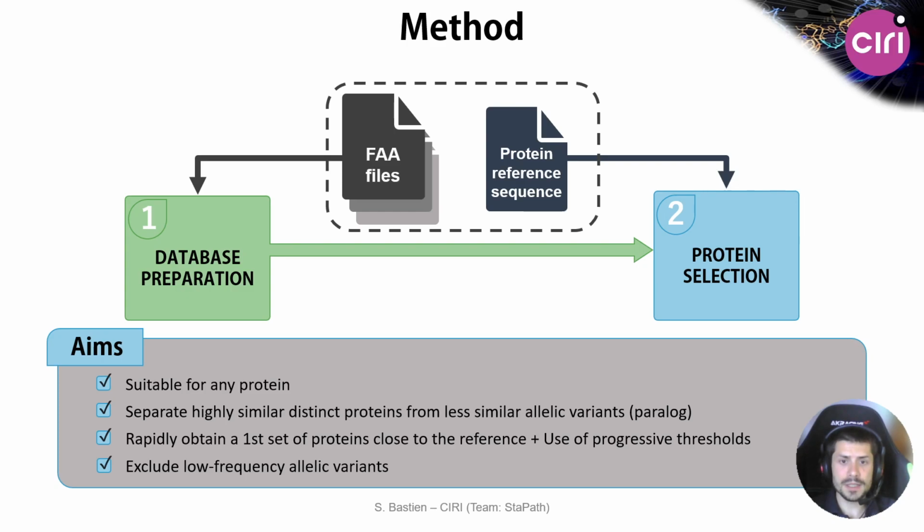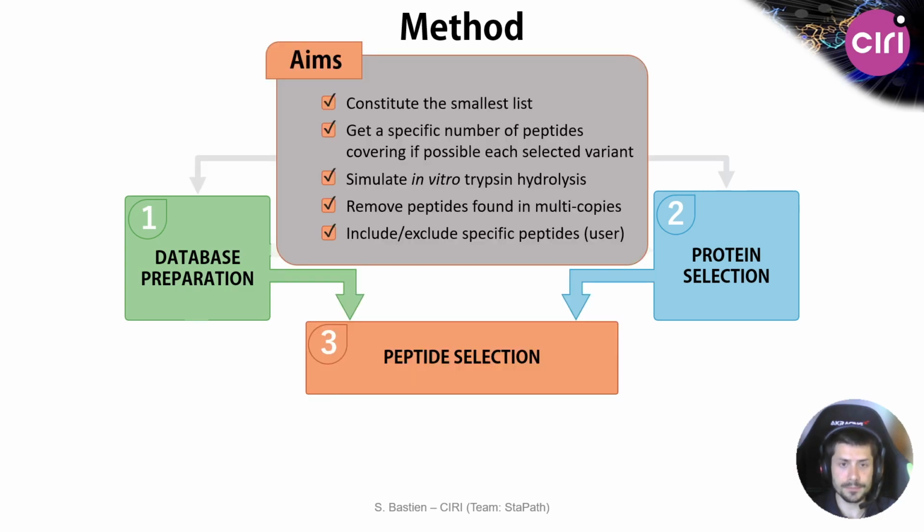In some cases, we discovered that some allelic variants were extremely rare, so we added a user-defined parameter to keep only a subset of these variants, based on the frequency of each allelic variant compared to the total frequency of variants present in the database.